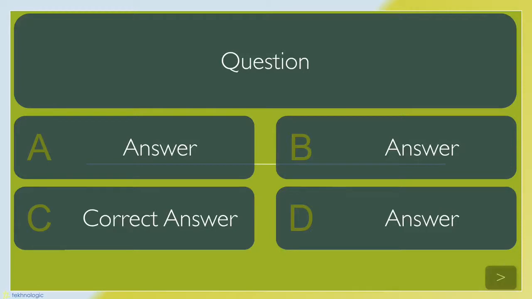Like I have already said, this is a question and four types of variants. And for example, the right answer is C, and the students need to raise their hand and say the right answer.